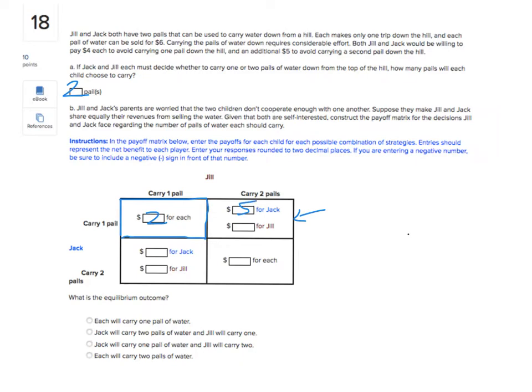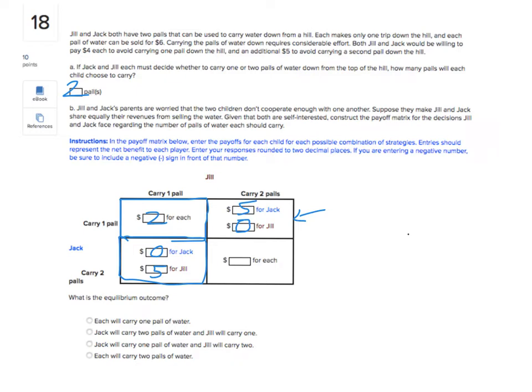Jill has carried 2 down. She spent $4 worth of effort for the first one, $5 for the second one. That's a total of 9. 9 minus 9 is 0. Now it's a symmetric game, so if Jack is the one carrying the 2 pails, as he would be in this square, Jack would have 0, and Jill would have 5.